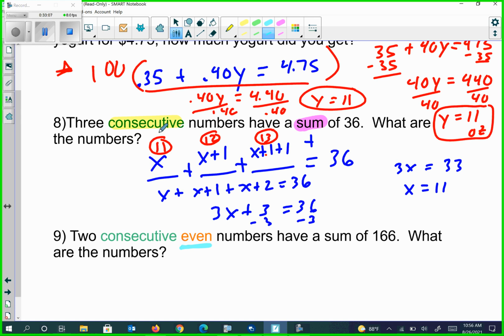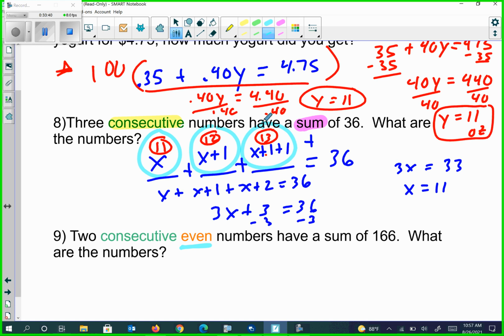Yep. So there's my 11. Then my next one's 12. Then my next one's 13. Right? That makes sense? Yep. 12 plus 12 plus 12, I totally agree, is indeed 36. But I'm looking for consecutive numbers, and 12 and 12 and 12 are not consecutive. They're the same. So I'm looking for one after the next after the next.